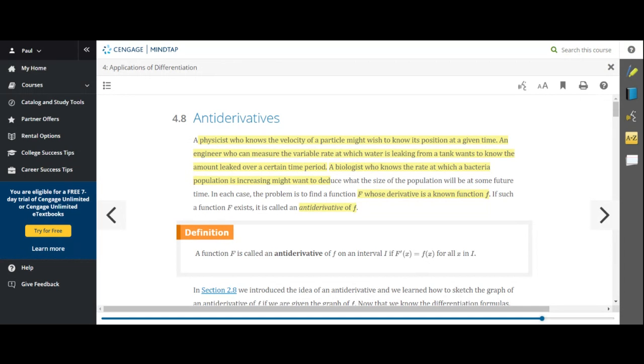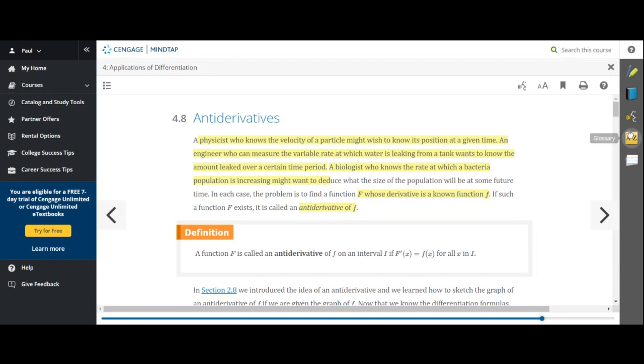So we are continuing our discussion of antiderivatives. When we're computing an antiderivative, we're finding what's called an integral, and that's what we're going to get into in Chapter 5, integration.